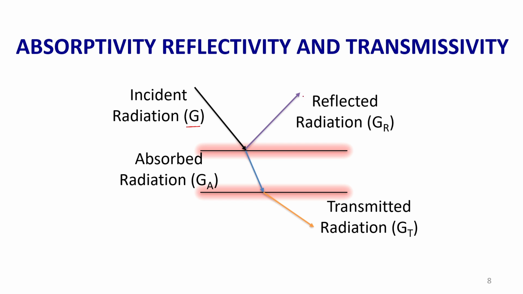The purple color represents the amount of radiation reflected by the surface, the blue color represents the amount of radiation absorbed by the surface, and the sandal color represents the amount of radiation transmitted through the surface. The amount of radiation absorbed, I am taking as G suffix A, because G is the radiation falling on the surface. Out of the radiation falling, only a fraction is absorbed, so it is Ga. Similarly, a fraction of the incident radiation is reflected, so I use the symbol Gr, and the amount of radiation transmitted is Gt.